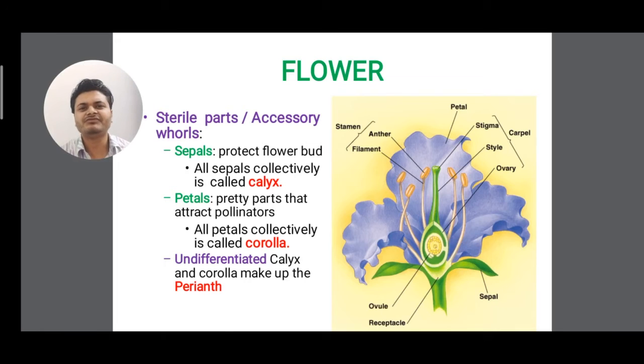That means there are many flowers where the calyx and corolla are undifferentiated. You cannot differentiate which one is calyx and which one is corolla. So those flowers are called perianth. Clear? So they don't have a calyx and corolla separately. They're combined, they're fused, they cannot be differentiated. That's why they are called perianth.